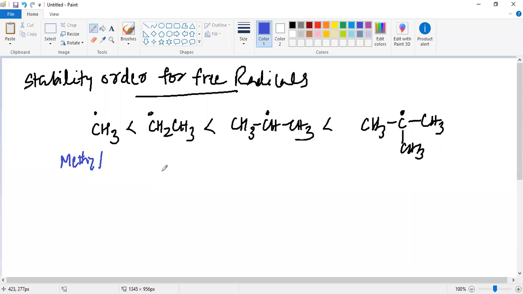You can easily identify that the methyl free radical is the least stable. Primary is more stable than the methyl free radical. Secondary free radical is more stable than the primary free radical, and tertiary free radical is more stable than all these three types of free radicals. So, dear students, I hope you have understood this. Do you have any doubt?